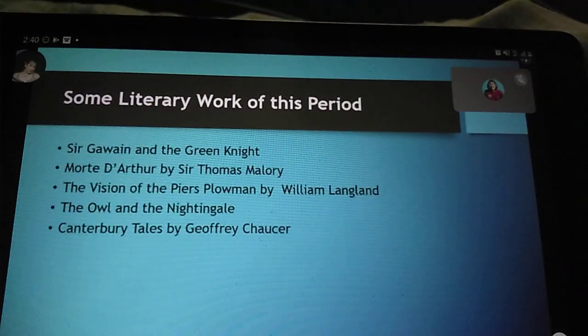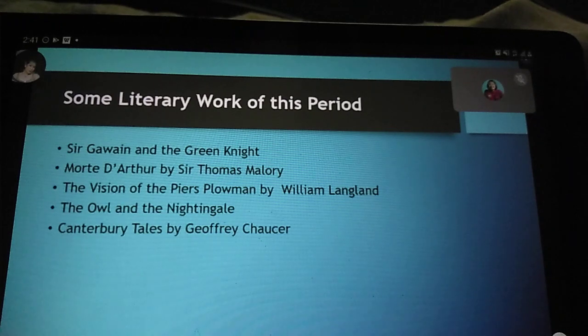The next are the literary works of this period. The first one is Sir Gawain and the Green Knight, Morte d'Arthur by Sir Thomas Malory, The Vision of Piers Plowman by William Langland. This is a poem about a poet who tries to find out what it means to be a true Christian and lead a true Christian life. Then The Owl and the Nightingale, then Canterbury Tales by Geoffrey Chaucer.